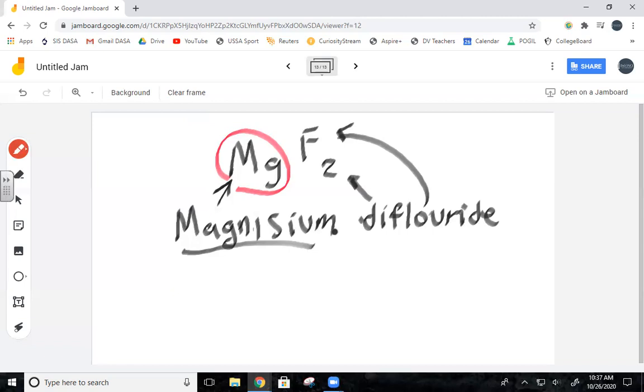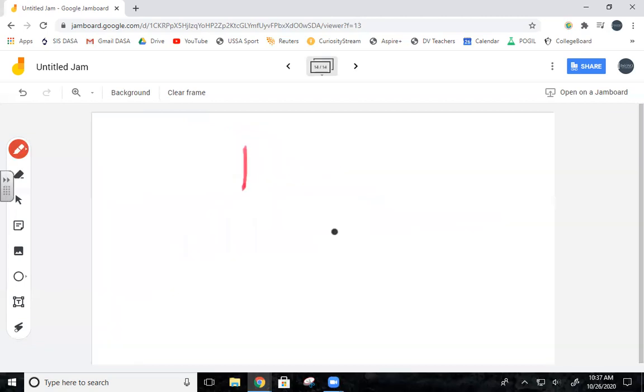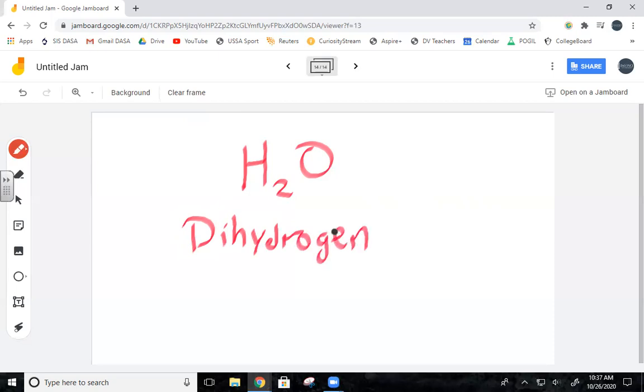Okay, what about this molecule? What is the name of that molecule? Water. Would it be di? Dihydrogen oxide. Monoxide. I forgot that you still have to follow that.